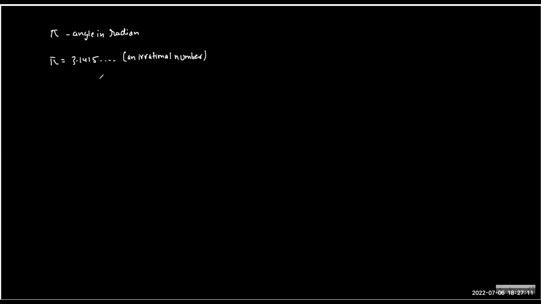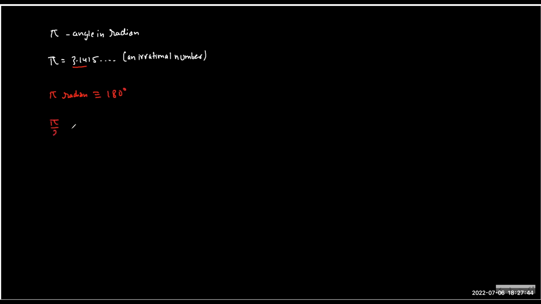So pi is 3.1415. All right. So you just need to remember the first three digits, 3.14. That's sufficient. And pi radian is equivalent of 180 degrees. So you can express like this.